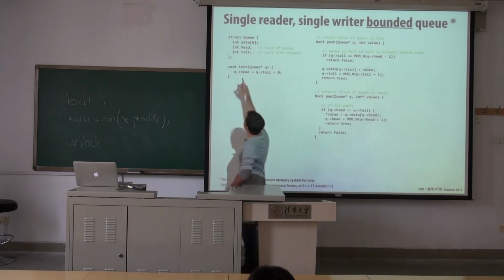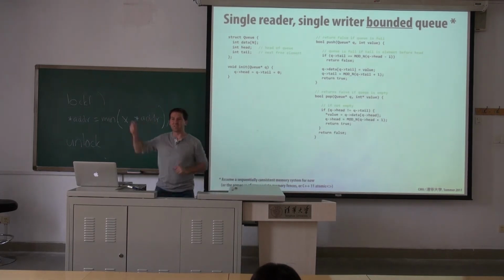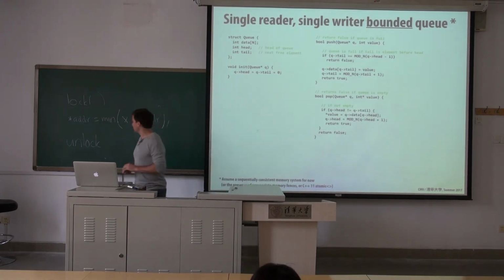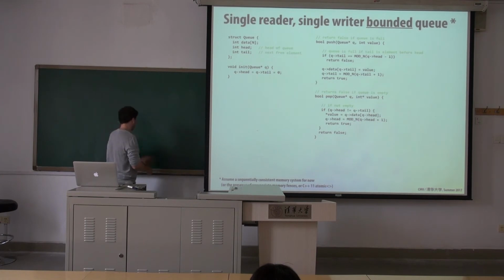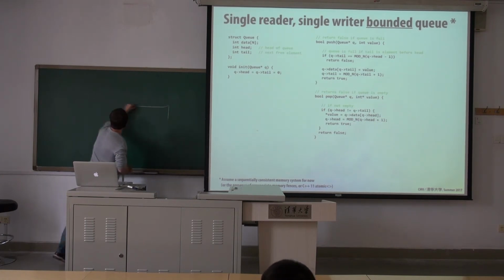I implemented a queue with a head pointer and a tail pointer. So I have an array. I don't have a picture of this one. So let's say I have an array.